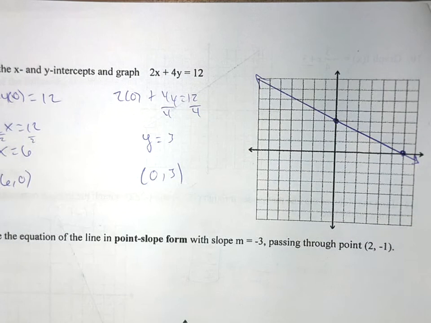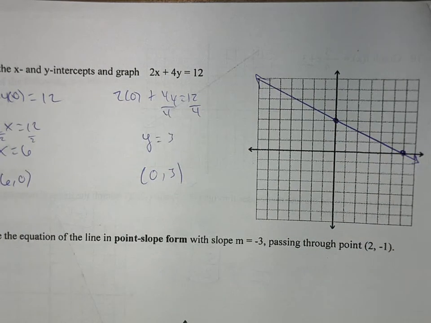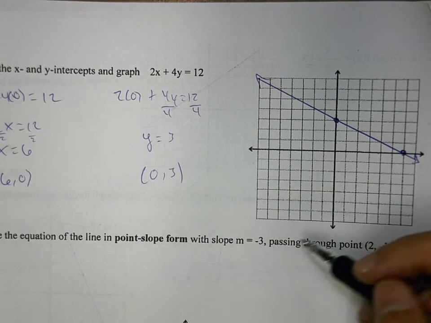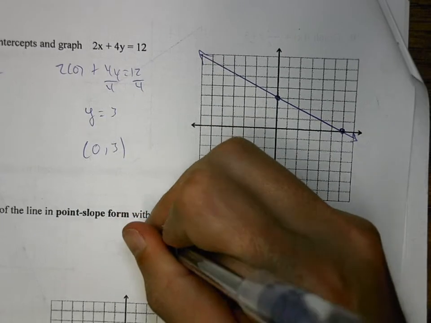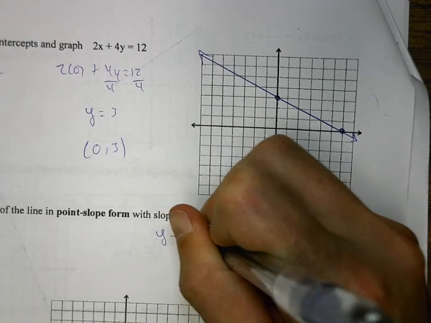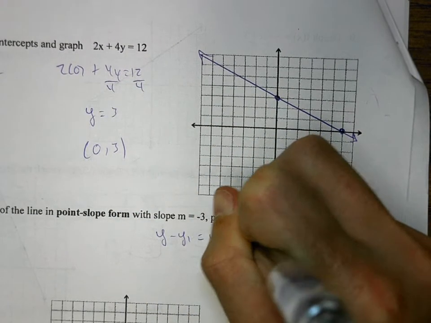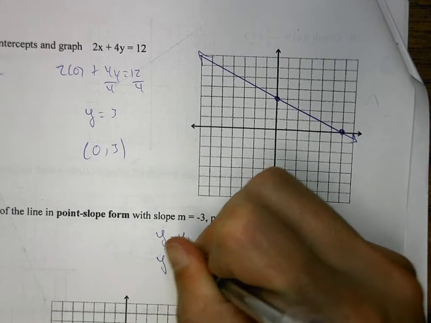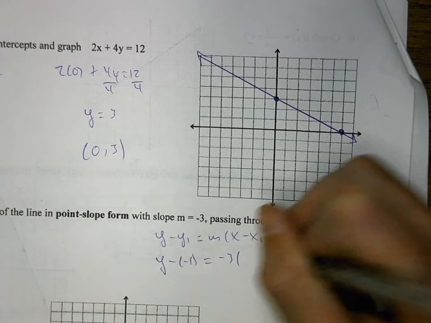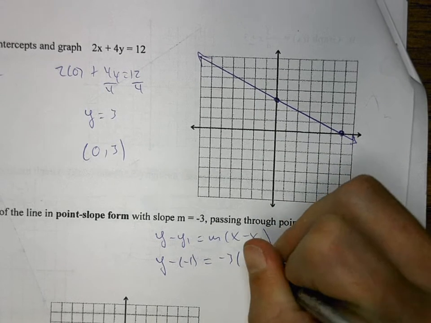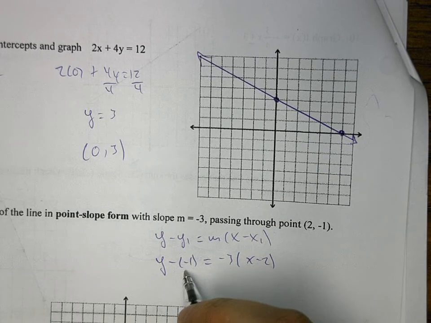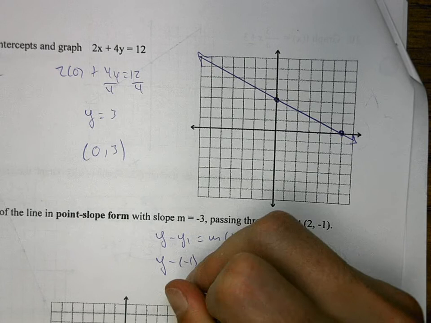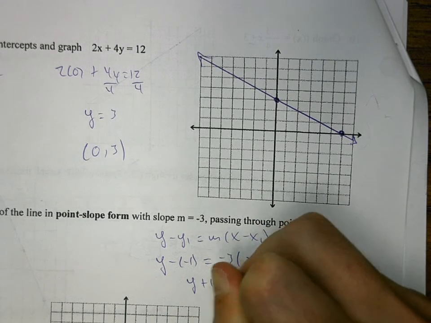There's your graph. Write the equation of the line in point-slope form. Point-slope form: y minus y1 equals m(x minus x1). y minus -1 equals -3(x minus 2). But when you subtract the negative, it becomes positive. So it's y plus 1 equals -3(x minus 2).